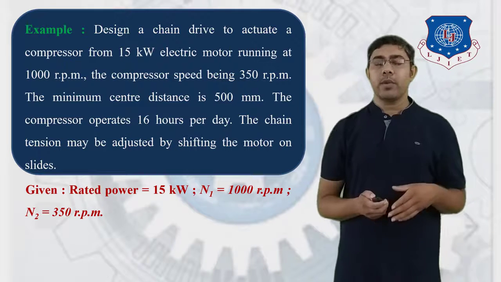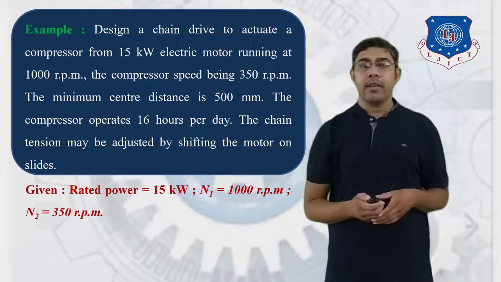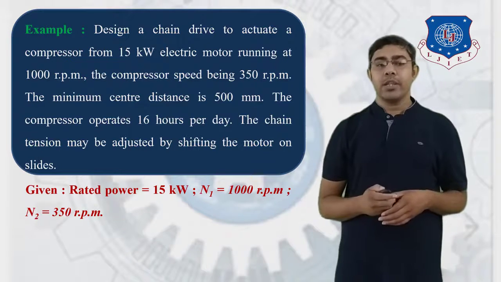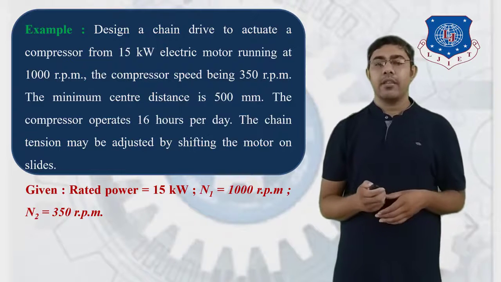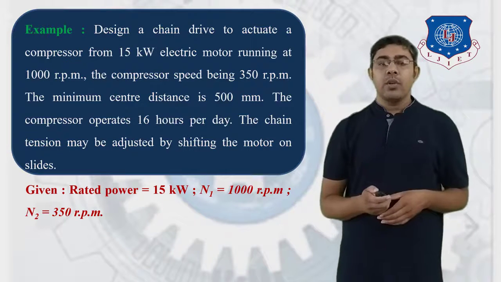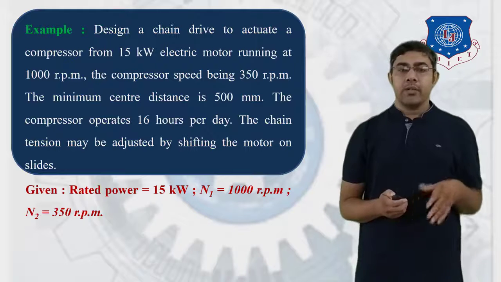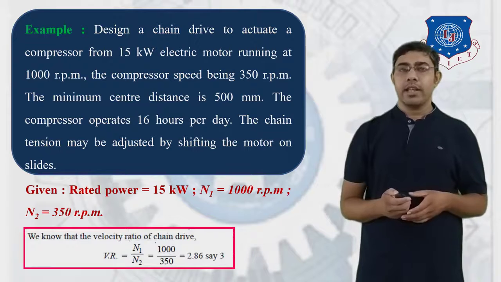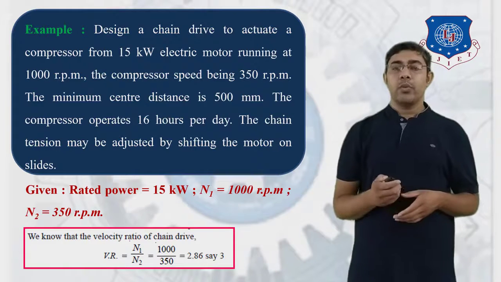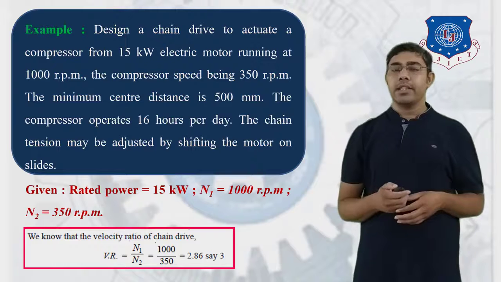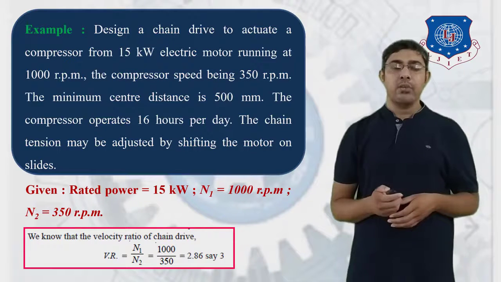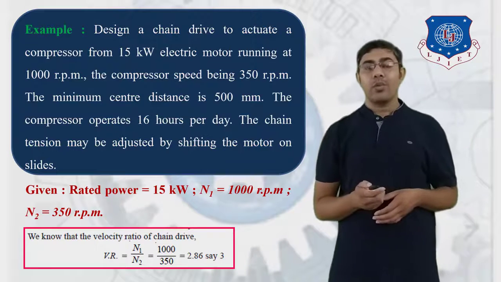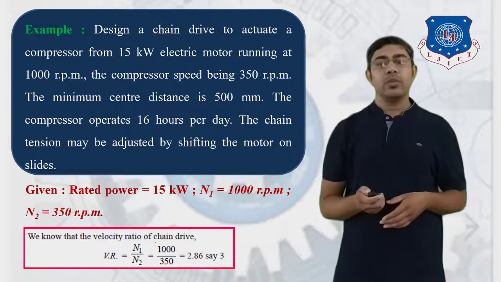So according to this problem, the given data is: rated power is 15 kilowatt, N1 is 1000 rpm, N2 is 350 rpm, and X is 500 mm. We have to design according to these given configurations, and we know that velocity ratio VR is equal to N1 upon N2. Here N1 is 1000 rpm and N2 is 350 rpm, so we get velocity ratio of 2.86, which is approximately 3.